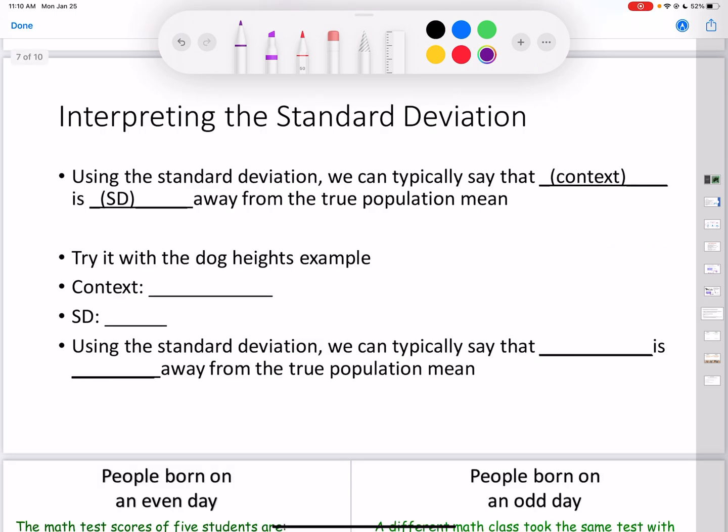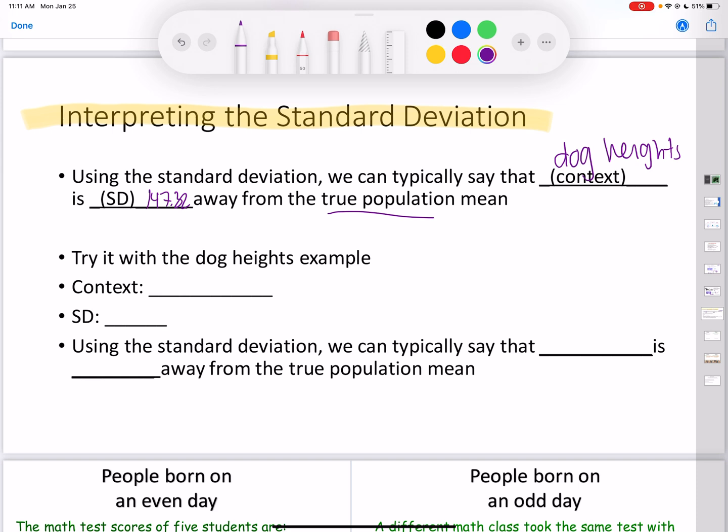All right, using the standard deviation. So this is an important slide here. It's going to tell us how to interpret the standard deviation. So on a quiz, it might ask you to interpret. You really want to use this language in your interpretation. So using the standard deviation, we can typically say that, talk about the context, is blank standard deviations away from the true population. So maybe you'll say, using standard deviation, we can typically say that dog heights, that's kind of the example that we just used, are typically, let me go back to what it is, 147.32 centimeters away from the true population mean. Again, we're using this sample standard deviation to talk about the population.